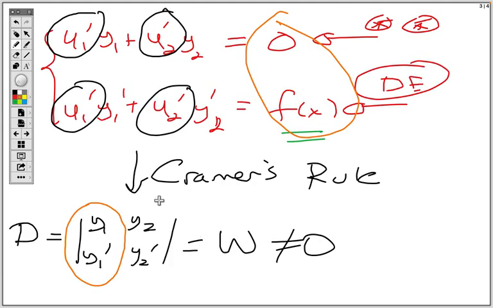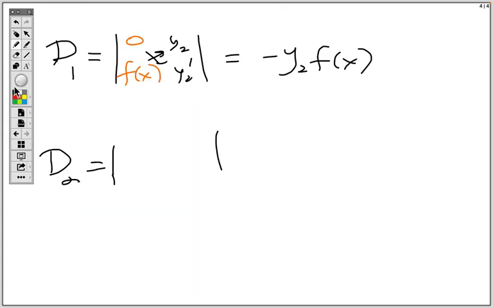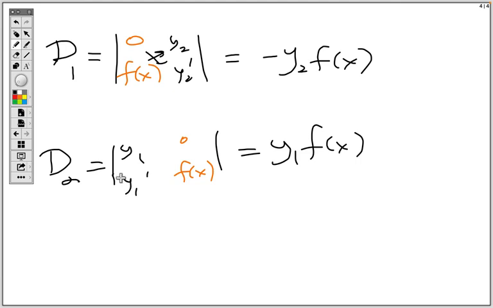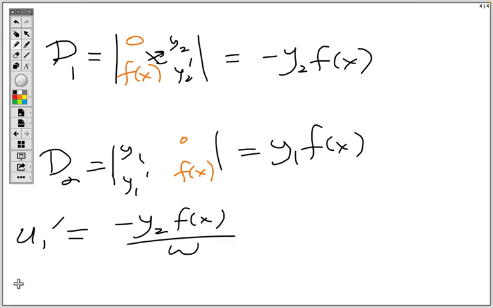And then for D2, we would replace the second column with the right-hand side. This would give us y1, y1 prime, 0, f of x, and go through the zig minus zag. That gives us a y1 f of x. And so then, via Cramer's rule, u1 prime was minus y2 f of x over the Wronskian. u2 prime was y1 f of x over the Wronskian.